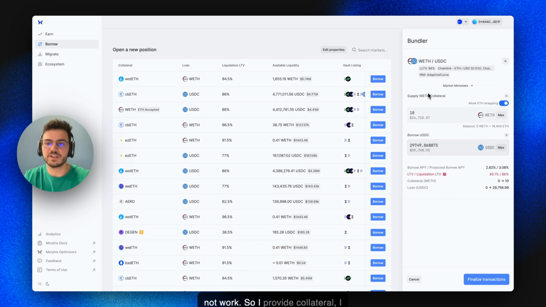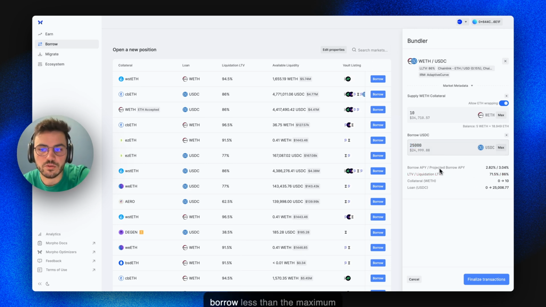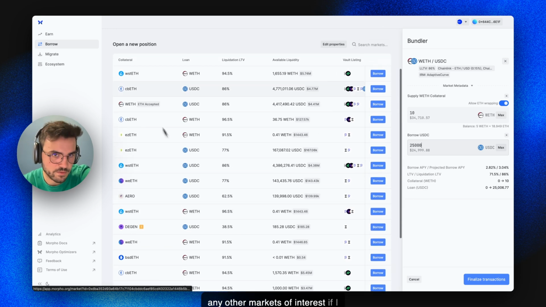Okay, all right. So I provide collateral. I try to borrow some USDC. Let's stay safe. So we are going to borrow less than the maximum allowed. And let's finalize the transaction. I can also bundle with any other markets of interest if I have the collateral.